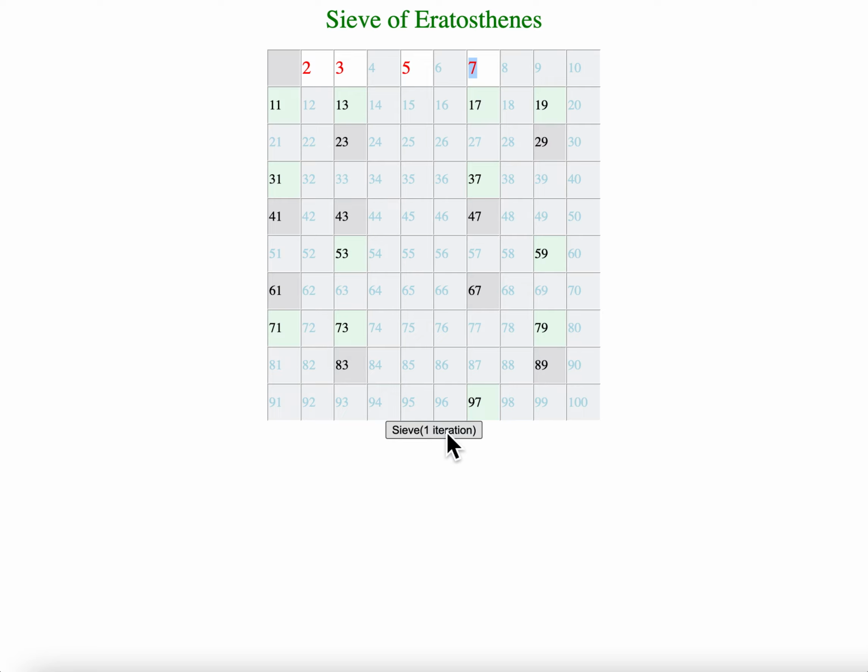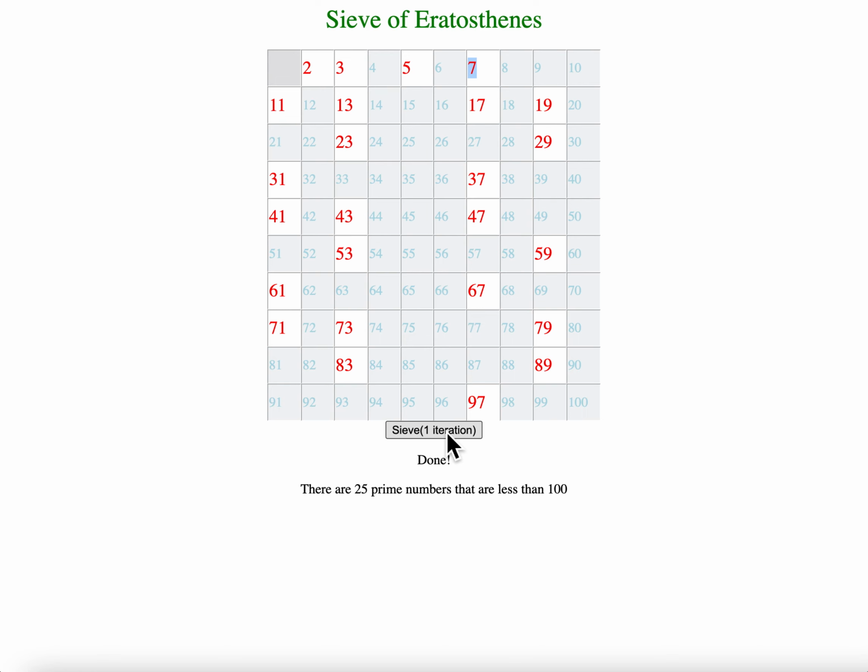Now notice that we're pretty much done. Why? Because we're looking for numbers up to 100, and the square root of 100 is 10. So there's no need to check factors greater than 10 for all the remaining numbers. Everything remaining must be a prime number. So if we do the next iteration, we're going to know that all the remaining numbers are prime numbers. We notice that there are 25 prime numbers less than 100.